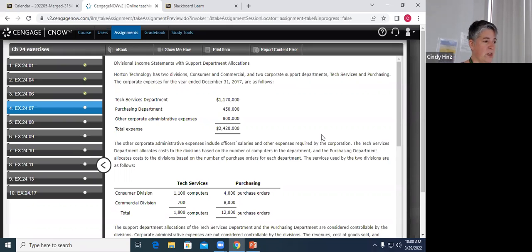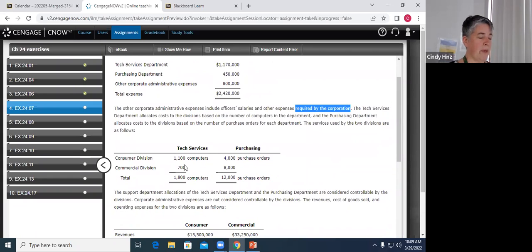The corporate expenses for the year ended December 31st are as follows: tech services, purchasing, and other corporate administrative expenses. The other corporate administrative expenses include officer salaries and other expenses required by the corporation. So if those are required by the corporation, we should not be looking at them in the context of the consumer and commercial divisions as we're analyzing their performance, because they have no control, no say in those corporate level expenses. However, tech services and the purchasing department do provide direct support that is within the control of those two profit centers.